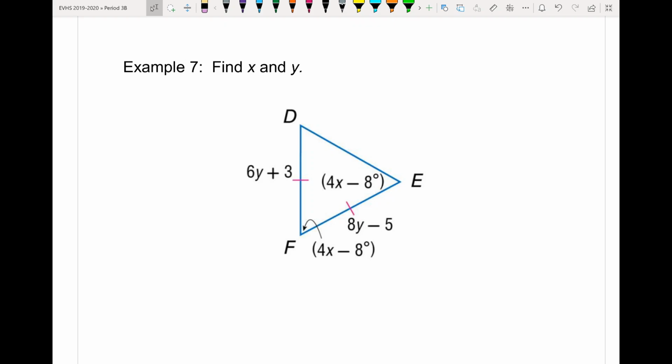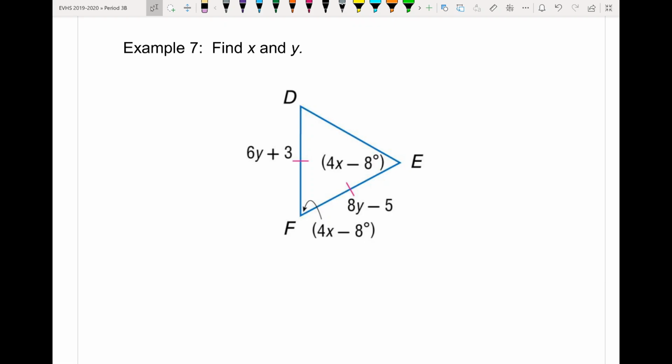This one's an interesting one, I think. Okay, first off, let's take the legs. I've got DF is going to equal FE. So let's set those equal to each other. 6y plus 3 equals 8y minus 5. Subtract the 6y gives me 2y. Add the 5 gives me 8. Divide by 2 gives me y equals 4.